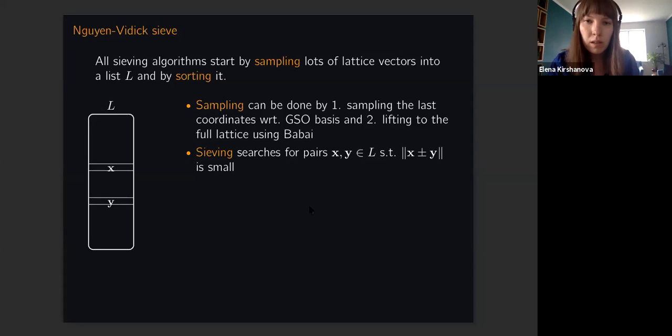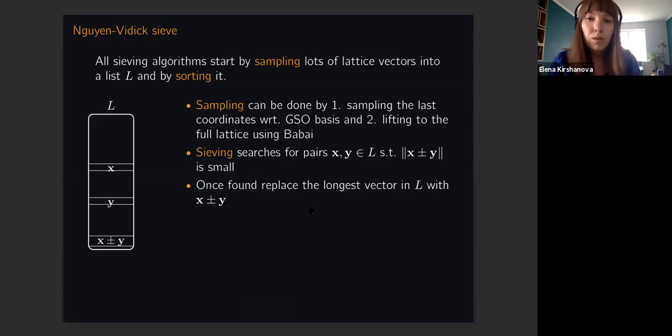Once you find this small sum or difference, you put it into the list. The difference between what is usually explained in the literature and what is implemented is that we do not replace X or Y, but we replace the longest vector in the list. This may introduce some dependencies, but we don't care about them.